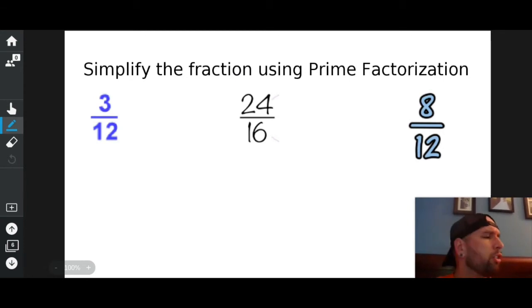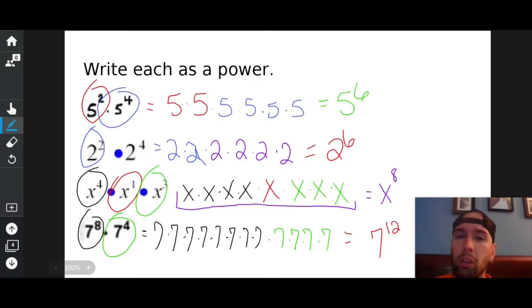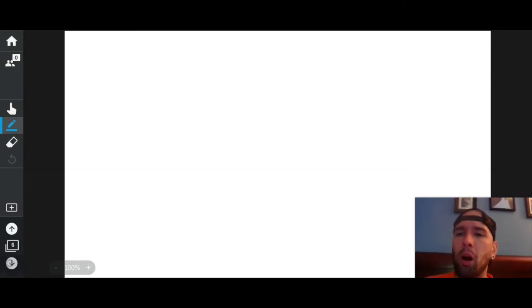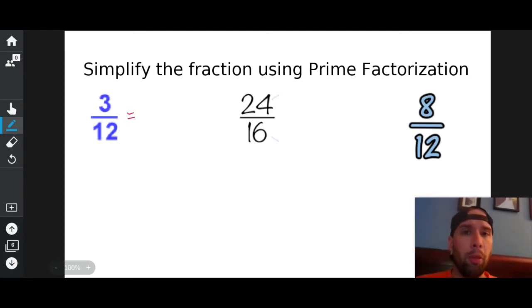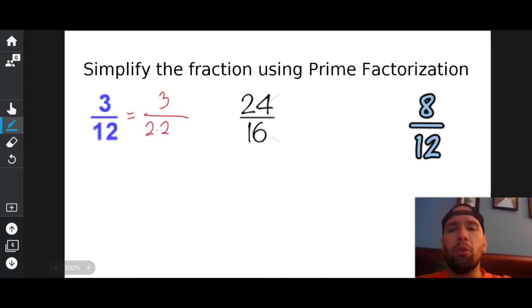Prime factorization is when you take a number and completely rip it apart. Kind of like what we did here, when we took these numbers and completely ripped them apart. Prime factorization is when we take a regular number and completely rip it apart. So 3 is just 3 because 3 is already prime. 12 is 3 times 4, or 3 times 2 times 2. So I'll actually write out 2 times 2 times 3.